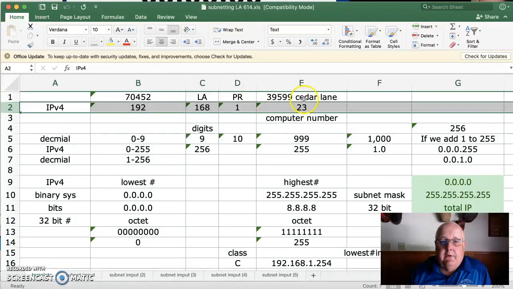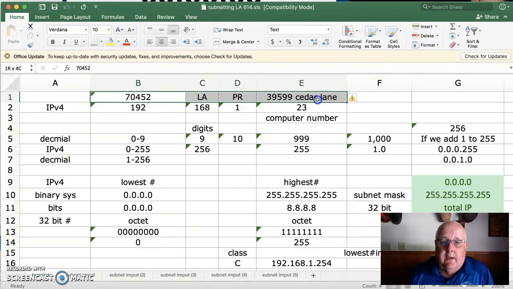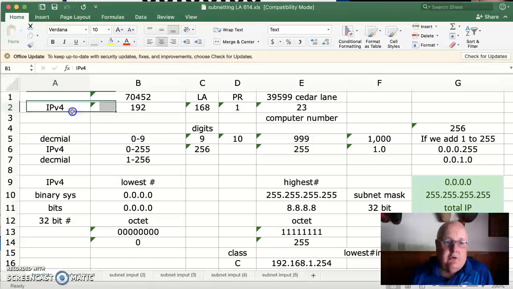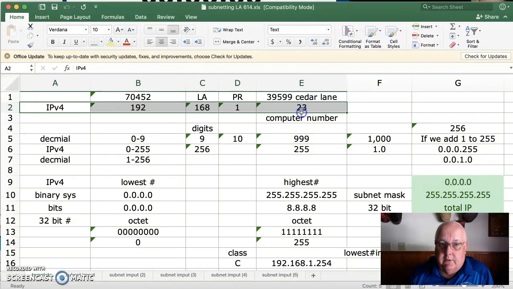So my address where I live is 39599 Cedar Lane. Okay? In English, we write that as 39599 Cedar Lane, Pearl River, Louisiana 70452. But as you can see right here, I have now written that backwards. Well, that's the way IP version 4 looks at IP addresses.